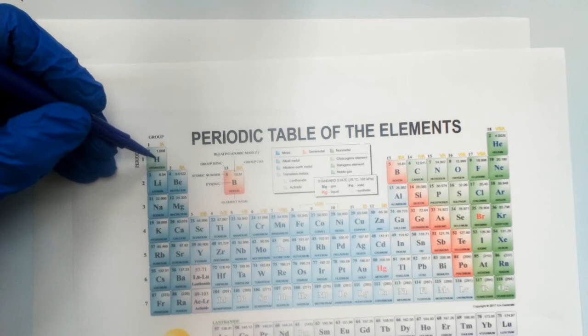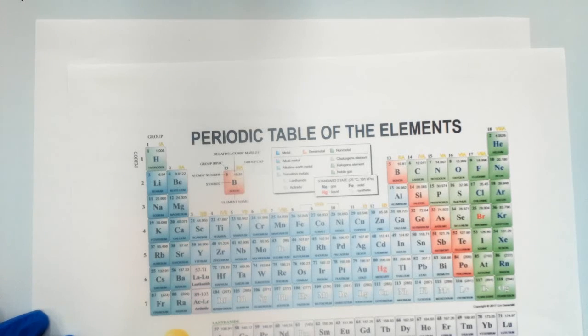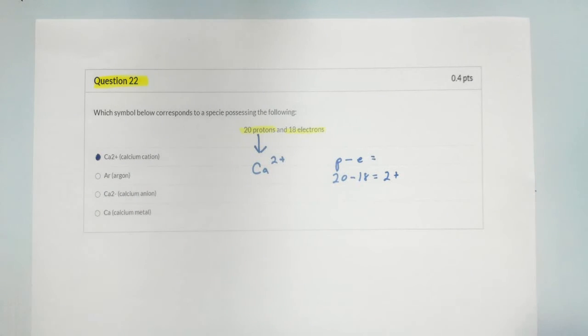Now, hydrogen's a little weird. It can be positive 1. It can also be negative 1. So don't worry about hydrogen too much. Okay, that's number 22.